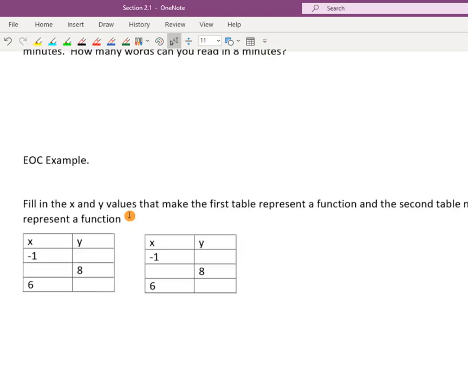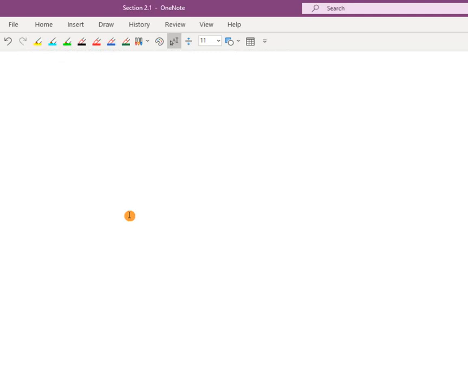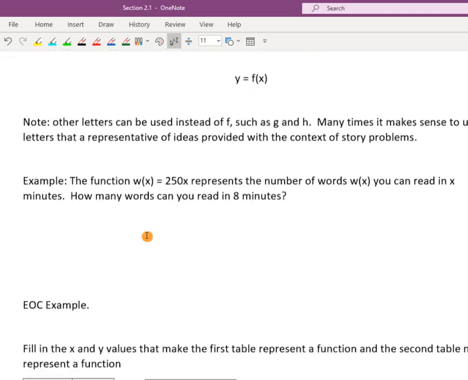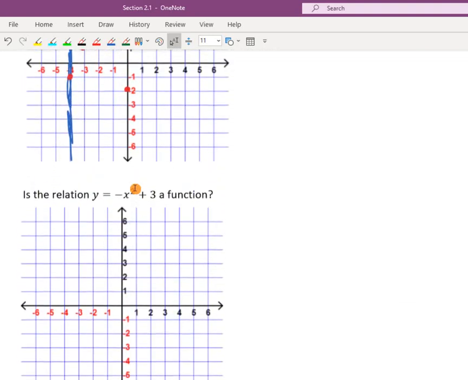All right, so I've got just a couple different. I'm not going to go through the rest of these notes right now with you.